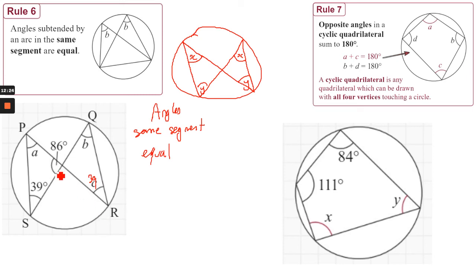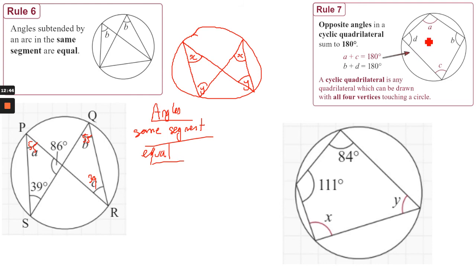And if that's 86, angles in a triangle add up to 180. So 39 add 86, subtract that from 180. This top angle is going to be 55. So this top angle is 55. That one should be okay. But the reason is angles in the same segment are equal.